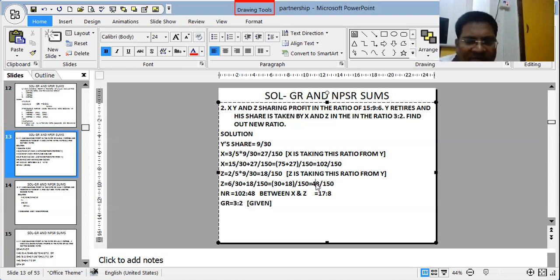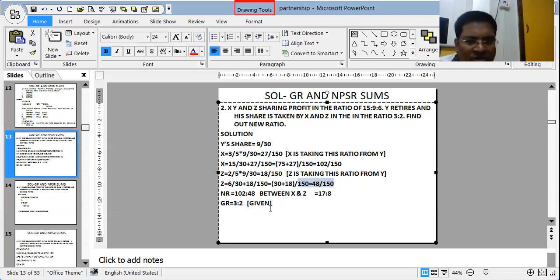So we see that the new ratio becomes 102/150 and 48/150. When the denominator is same, we know the ratio numbers will be same. So 102:48. That is between X and Z. If I make it a little simple, it will be 17:8. 6 will divide both of them. 6 17s are 102 and 6 8s are 48. And gaining ratio is already given in the sum, 3:2.